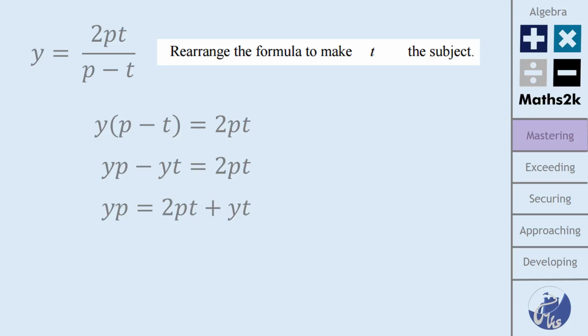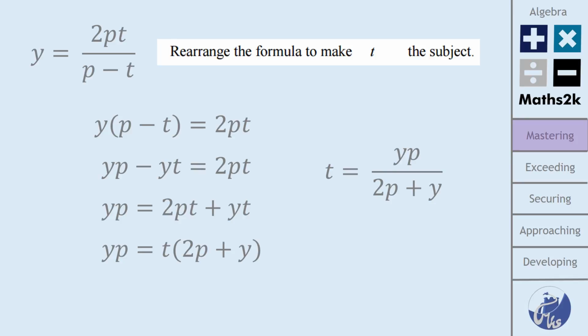In this case, it was easier to add yt to both sides to cancel out the negative yt on the left. Once you're at this point, you just want to factorize the t on the right hand side. In some questions you might find that there are other factors, but there isn't necessarily a great need to do that. Although you could, it's usually easier if you just factor out the subject that you want. So in this case, we'll have t brackets 2p plus y. Then the final step, like before, is to divide both sides by that bracket. So 2p plus y, dividing both sides would leave us with t equals yp over 2p plus y.